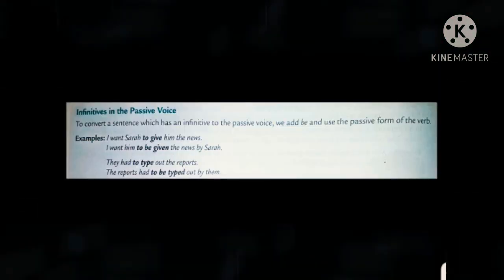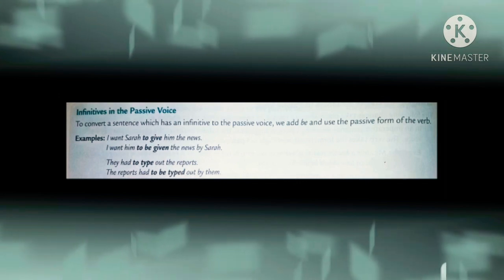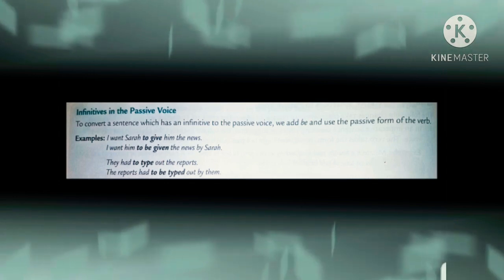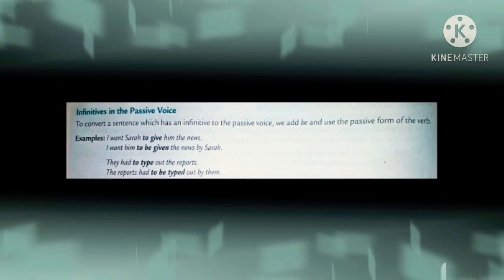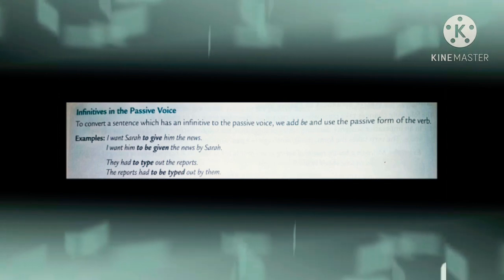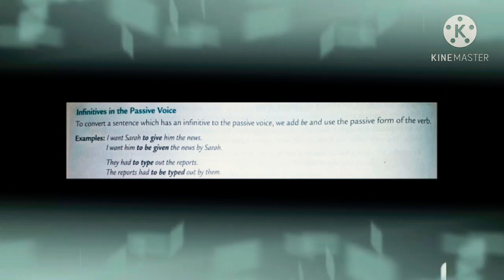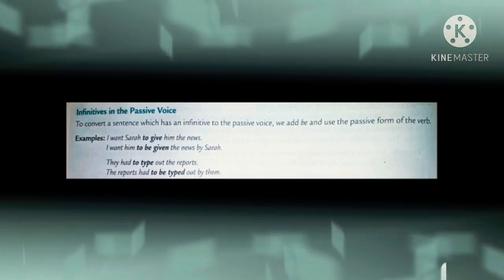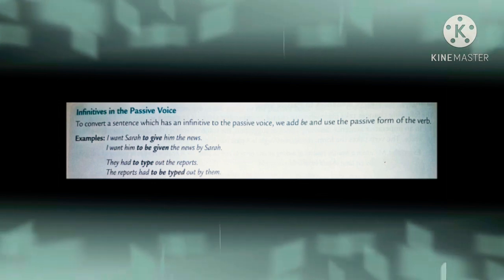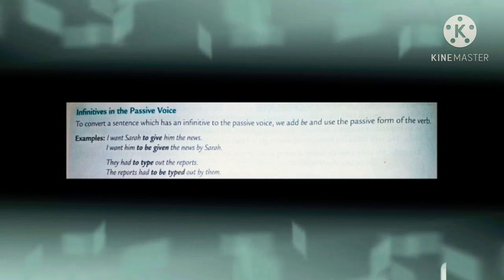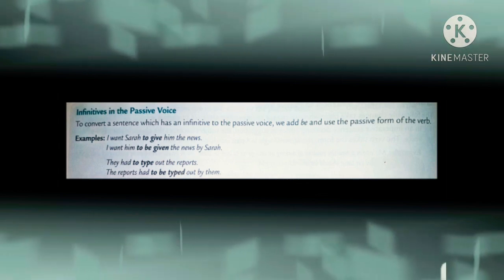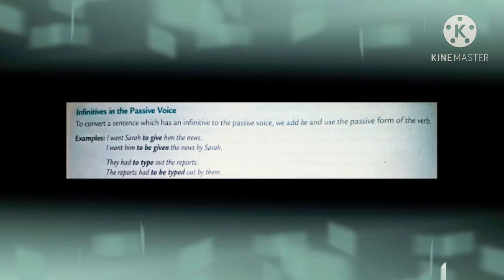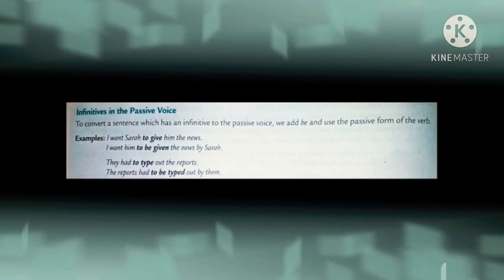Now the next topic is infinitives in the passive voice. To convert a sentence which has an infinitive to the passive voice, we add be and use the passive form of the verb. For example, I want Sarah to give him the news. Here, to give is your infinitive. When we convert the sentence into passive voice, it would be like I want him to be given the news by Sarah. One more is there. They had to type out the reports. The reports had to be typed out by them. You can see that to type is being converted into to be typed.